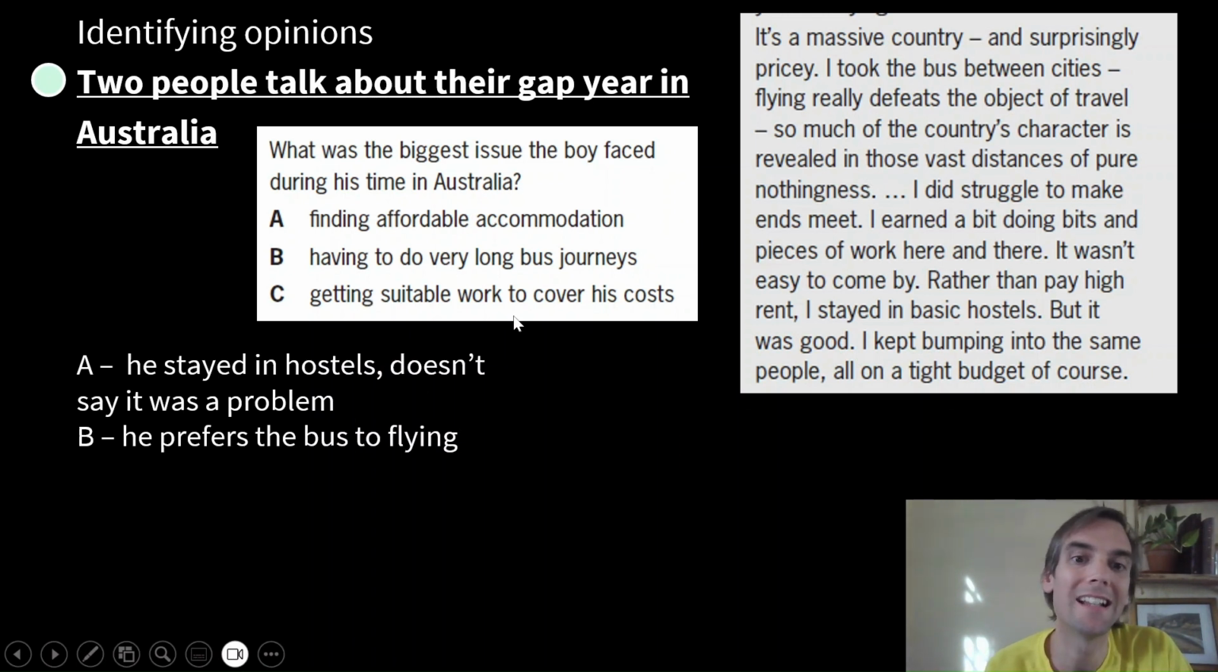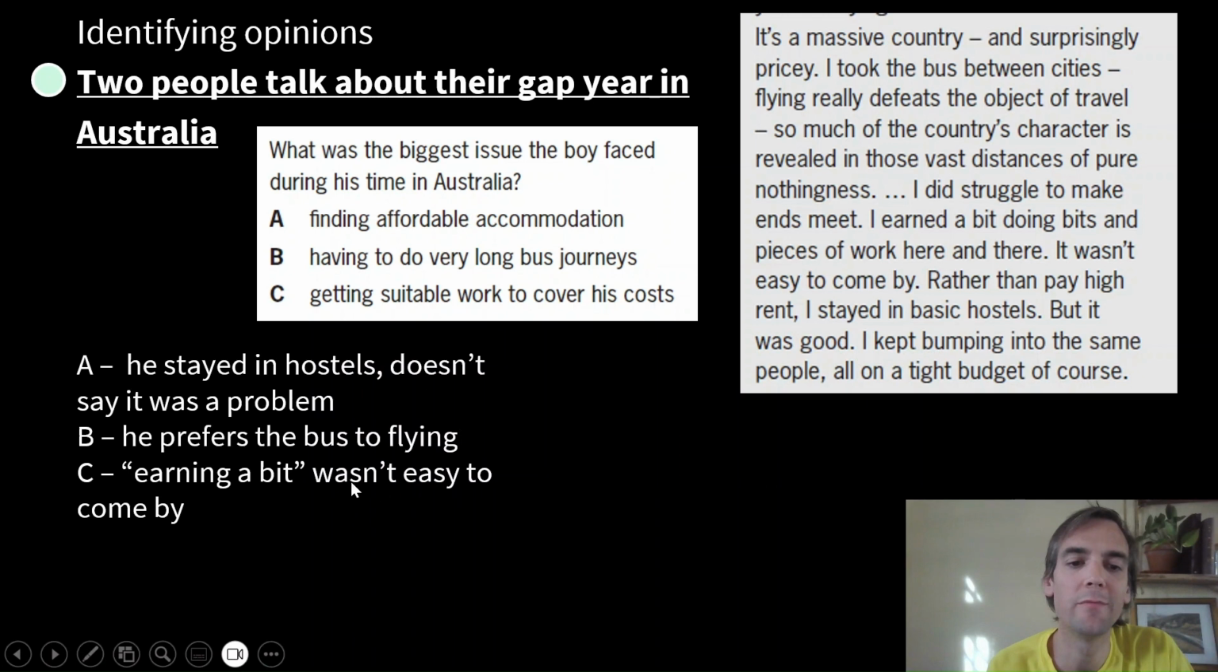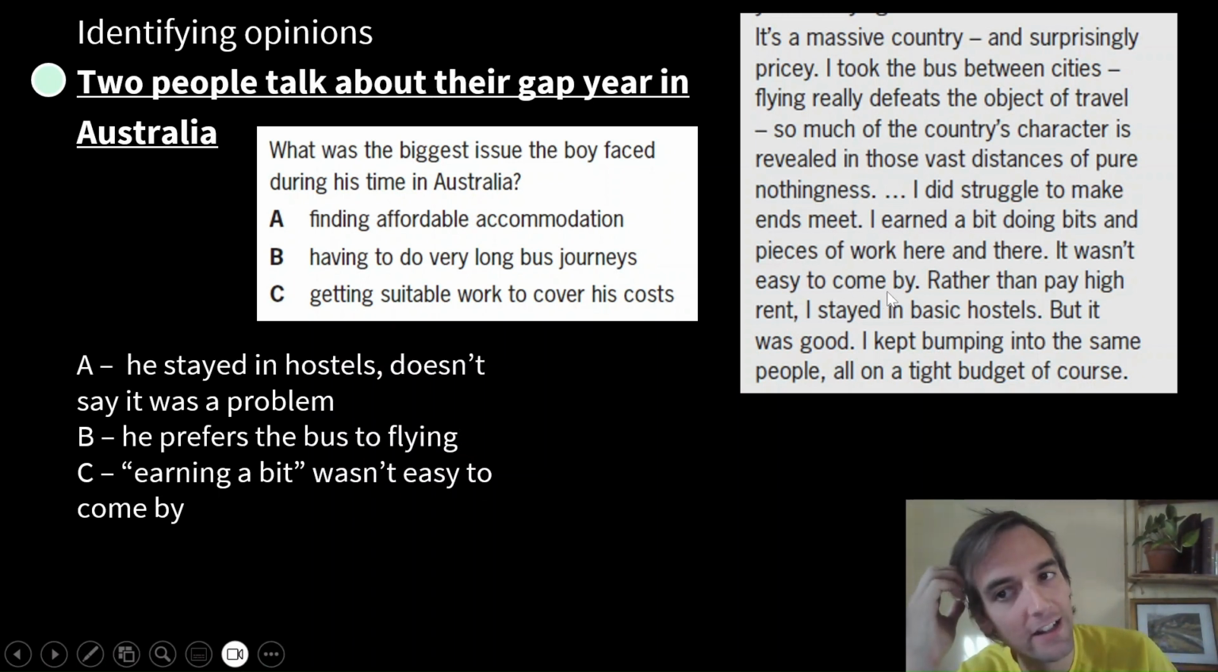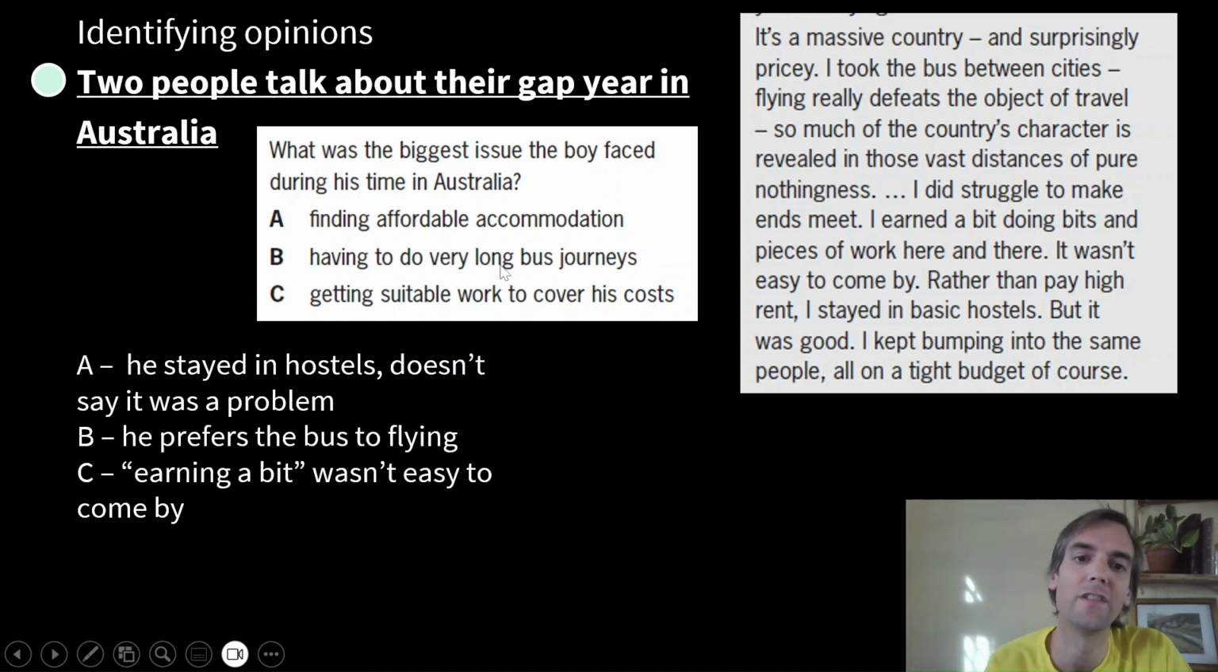So C, getting work, earning a bit. We know he's talking about this. Earning a bit refers to getting work. And he says it wasn't easy to come by, meaning find. To come by something is to find something. So it wasn't easy to find work, to get work, to pay for his costs. So C is the best answer. Hopefully that one's a bit easier.